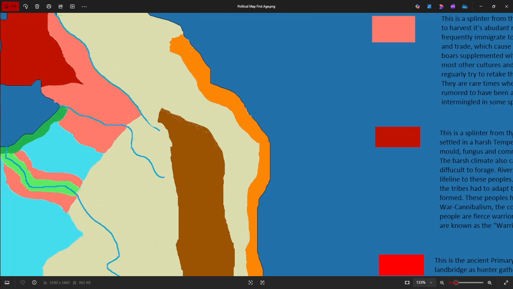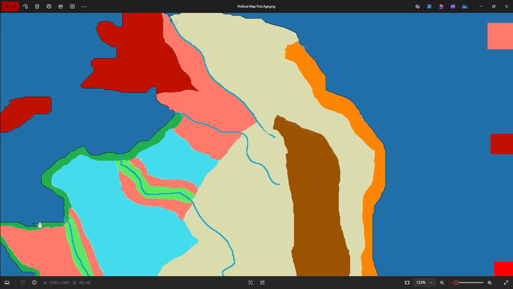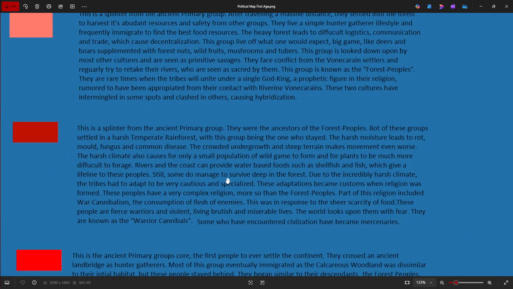Yeah. And the other guys, they decided to continue going south and living in the forest, but these people chose to live in the harshest possible forest, with crowded undergrowth, steep terrain, and just horrific moisture. And it rains about 2,000 millimeters a year, to put it in perspective, makes it just utterly inhospitable. And only a small population of wild game exists, and plants are just really difficult to forage.